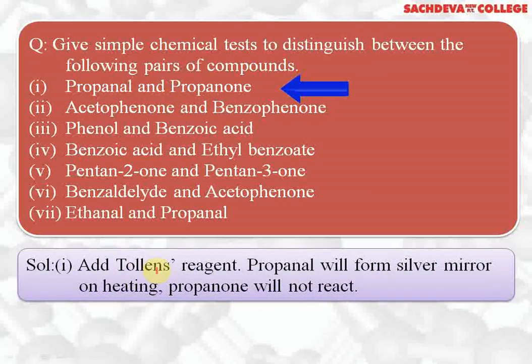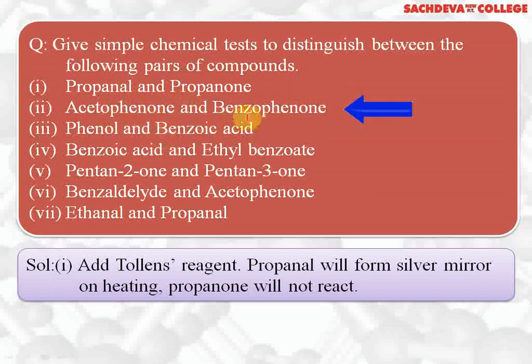So the first test is Tollens reagent or Fehling's solution can be used. Propanal will form silver mirror with Tollens reagent, propanone will not react. Similarly, with Fehling's solution, propanal will give brick red precipitate whereas propanone will not react. Remember, iodoform test can also be used, because propanone will give iodoform with I2 and NaOH, whereas propanal will not react. So 3 tests are possible to distinguish this pair of compounds.